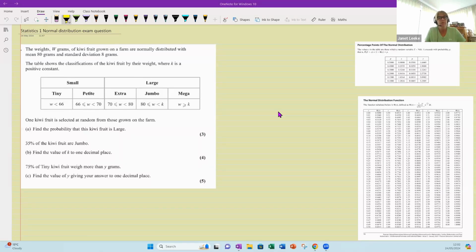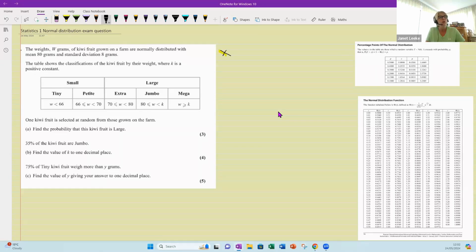In an exam situation, it's pretty obvious whether you're dealing with the normal distribution. It generally tells you at Statistics 1. So here we're told that the weights, W grams, of kiwi fruit grown on a farm are normally distributed with mean 80 grams and standard deviation 8 grams. Now, examiners like you to write this distribution in its proper form.